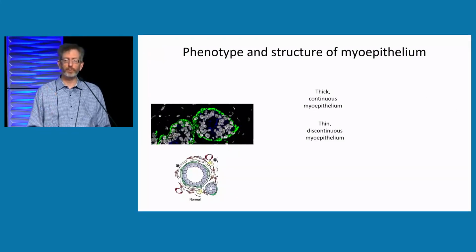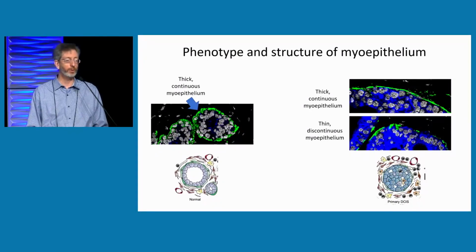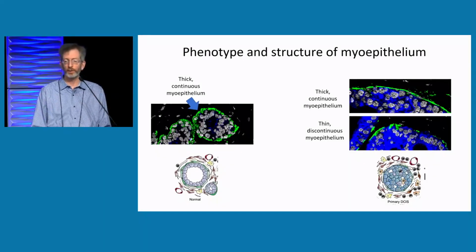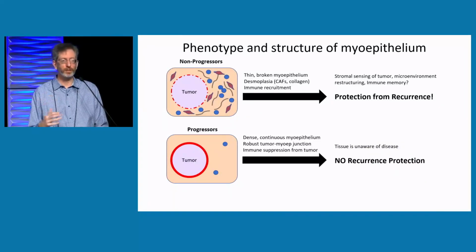The phenotype and structure of myoepithelium here is very important, and we identified two different types of myoepithelial phenotype. One is this continuous myoepithelium that we can see here on the left, and then another group had a thin or discontinuous myoepithelium. When we first observed this, we thought that it was likely that the thin discontinuous myoepithelium would be associated with an increase in invasive breast cancer risk, because that so-called barrier is breaking down. But in fact, it was the opposite. It was the discontinuous myoepithelial layer that was associated with less risk.